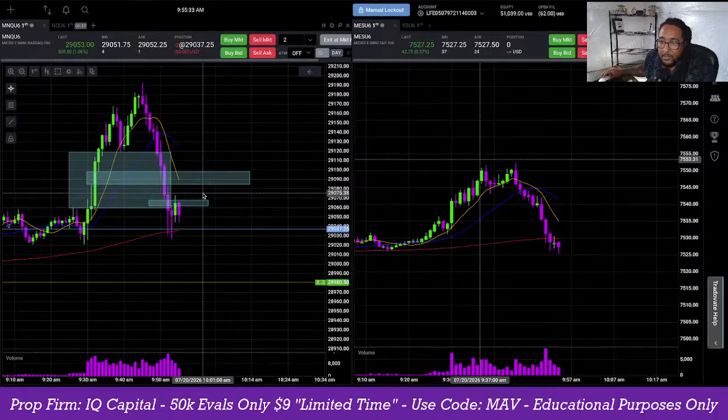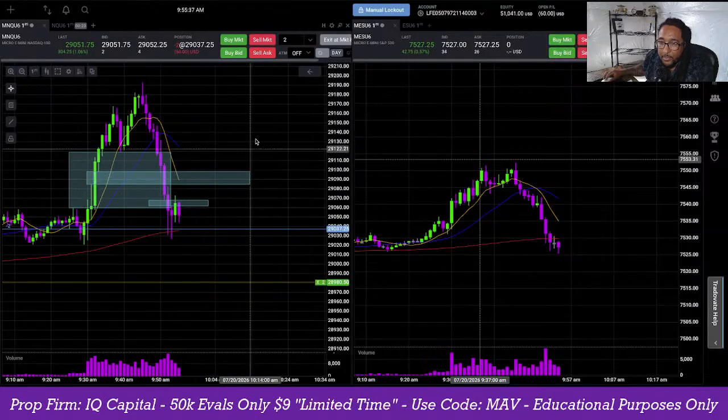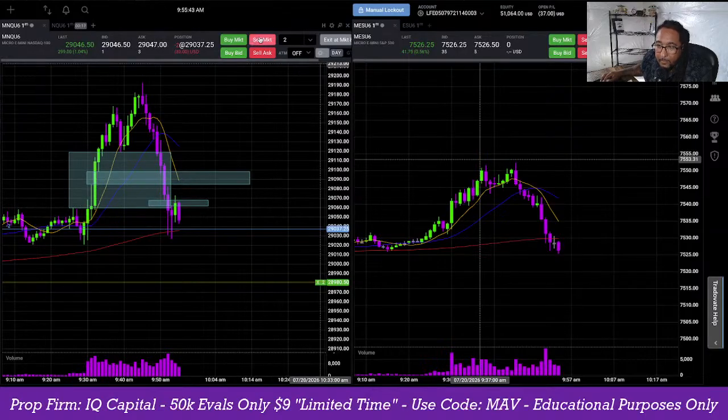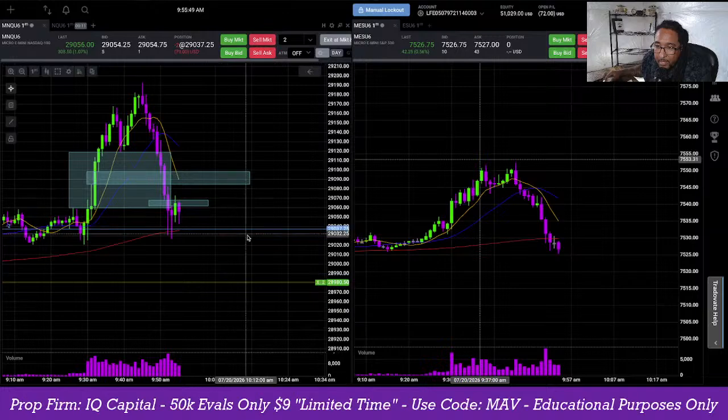So we're currently in the 950 macro. Let's see if that macro can carry us down to lower prices. We are respecting this 1 minute fair value gap. I want to add, depending on how we close this candle out. If we get a body close below these wicks, I'll add.